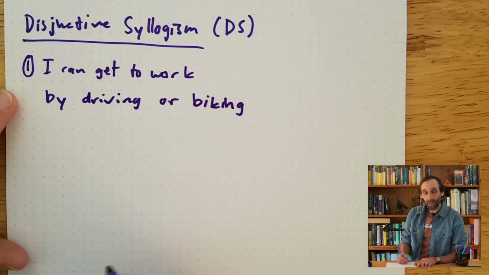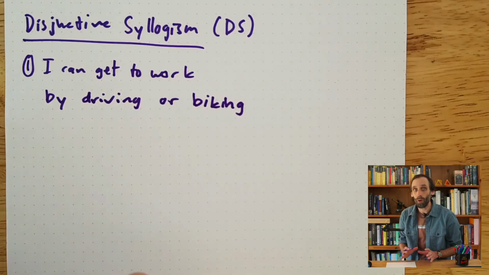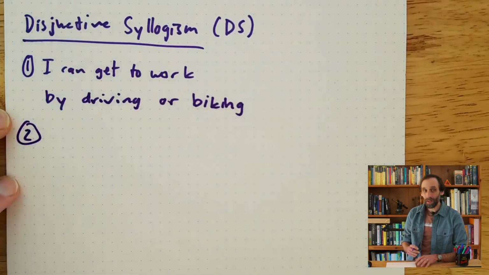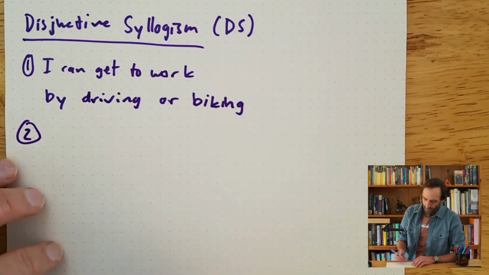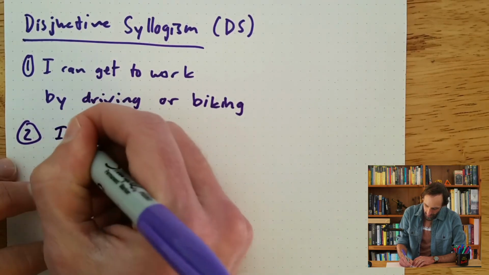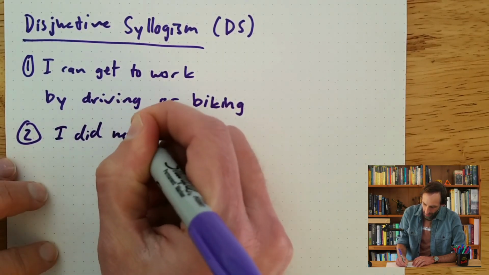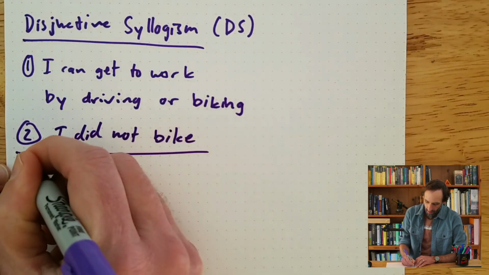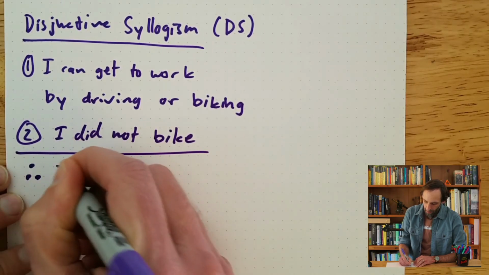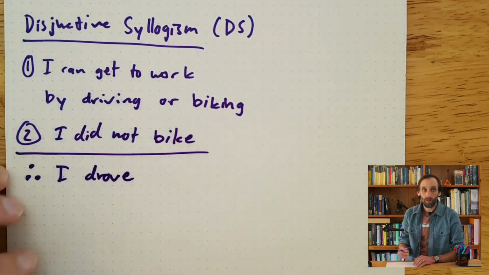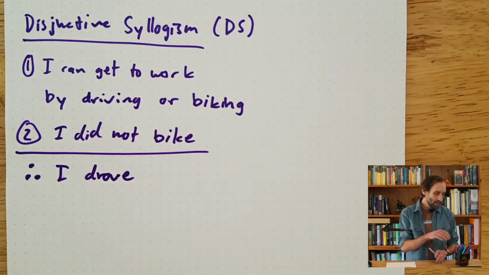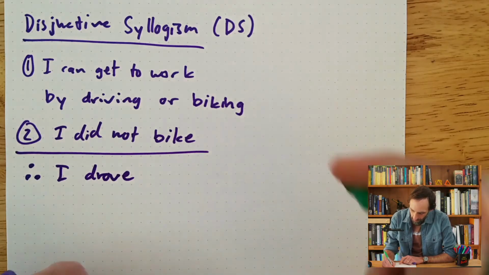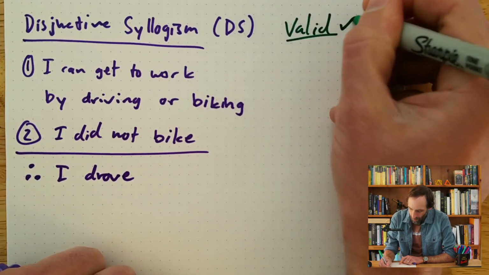Okay, so let's say those are my two options. So that's the first premise. It's establishing some sort of or, this or that. The second premise would be saying not one of these things. So let's say I said, I did not bike. And what can I conclude from this? Therefore, we can conclude that I drove. Okay, this is a valid argument structure. This is valid. Let's go ahead and write that in here.